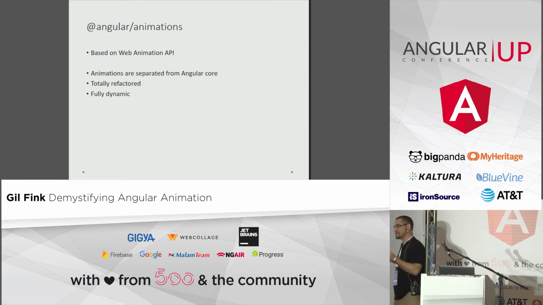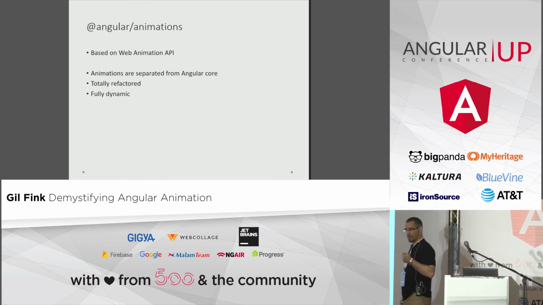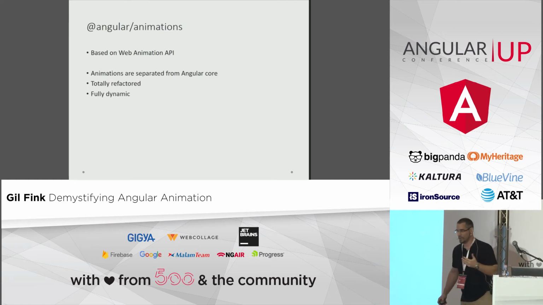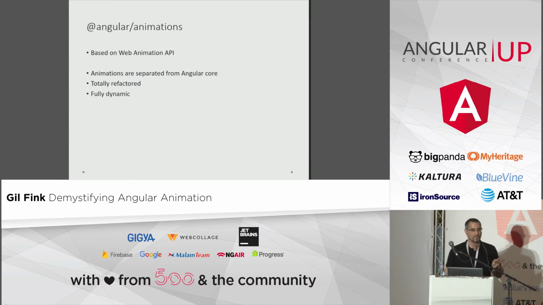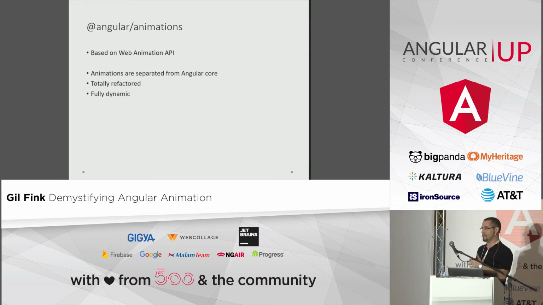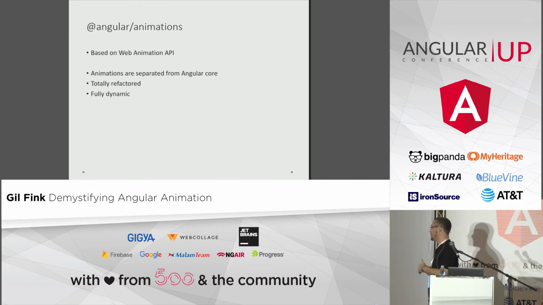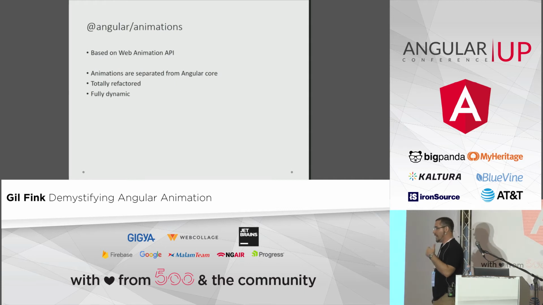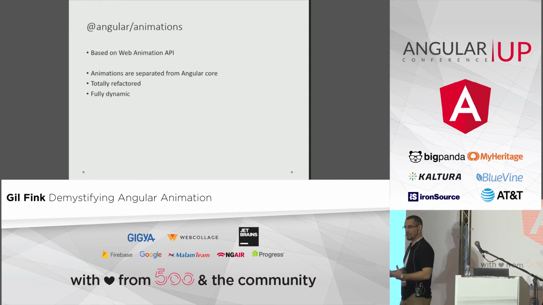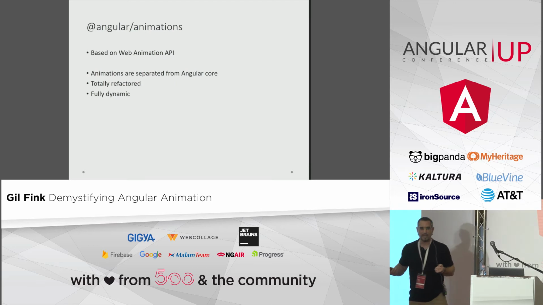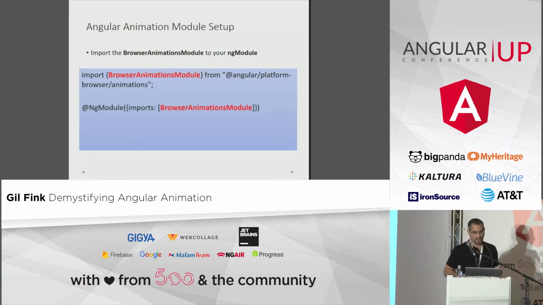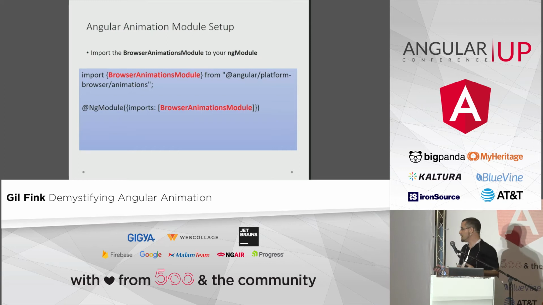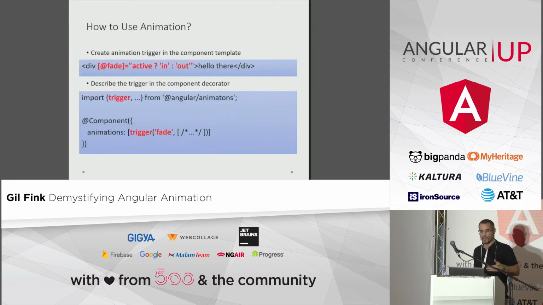The Angular animations are based on the Web Animation API. Okay, this is very cool. It's separated from Angular Core because if you used Angular 2, then all the animations were included in the Angular Core. Right now, it's a new model, and it's totally refactored, and it gives you a lot of strength so that you can build your own animations. And what's the setup? First of all, you should include the browser animation module in your ngModule. That's all. And then you can use the animations.